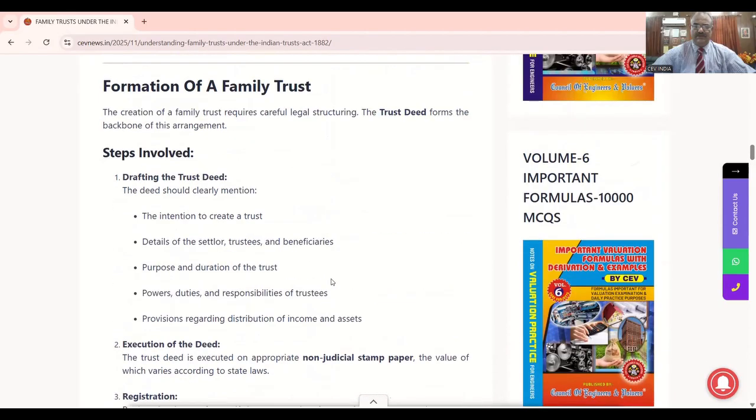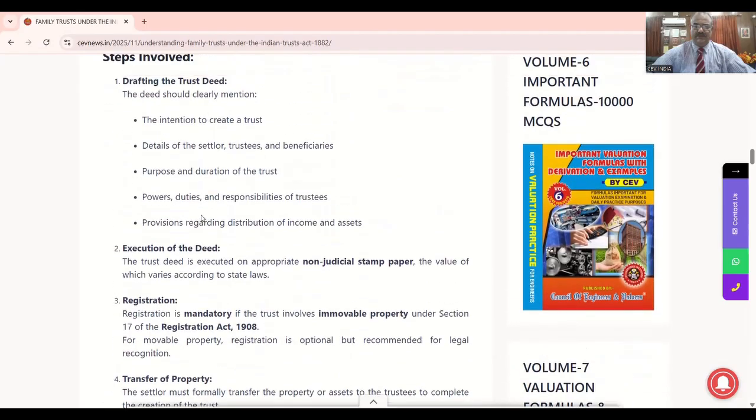Now, step number 2. First is drafting the trust deed. Drafting हमारा पूरा हो गया. Now, next step is execution of the trust deed. उसको रजिस्ट्रेशन कैसे कराएंगे, कहां पर कराएंगे, एग्जीक्यूशन कैसे करेंगे, ये हम अब सेकंड एंड थर्ड स्टेप में डिस्कस करेंगे.